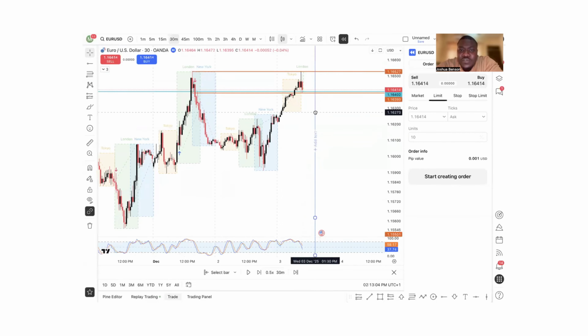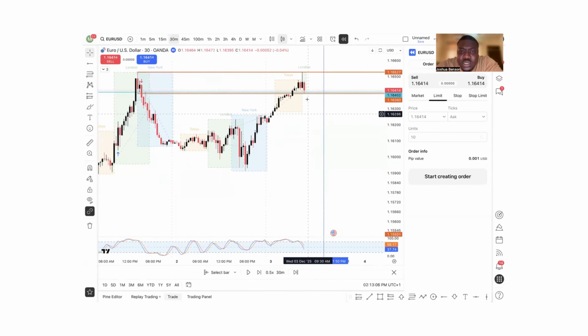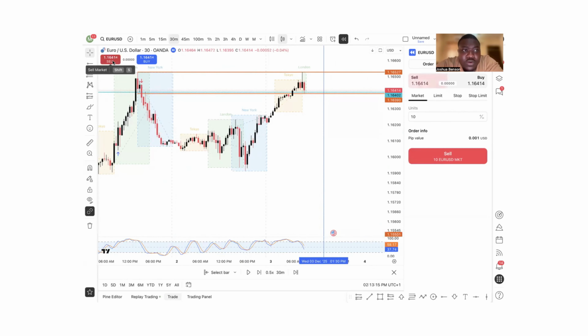So now let's check if we have a trade right here. I think this is currently a valid setup. It's fulfilled all our criteria, so I'm just going to go in for a sell right here.